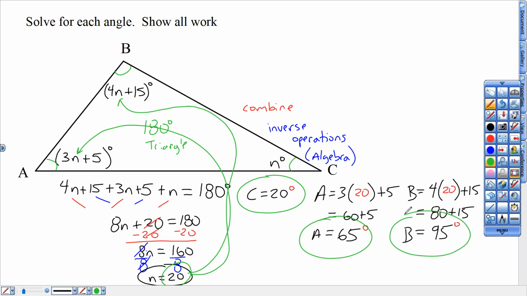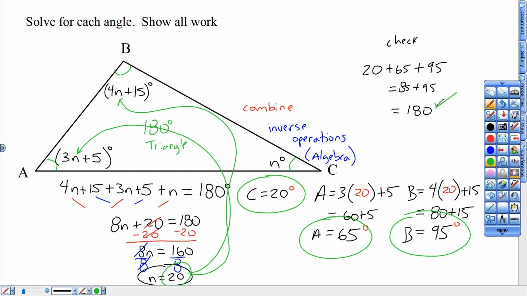So if I want to do a super quick check, I take that 20, add 65, add that 95. If I do my work right, that should give me 180. So here we go. Let's add that up. 20 plus 65 gives me 85. And when I add that to 95, there I go, that gives me 180. So I know that is legit. All my angles are good.